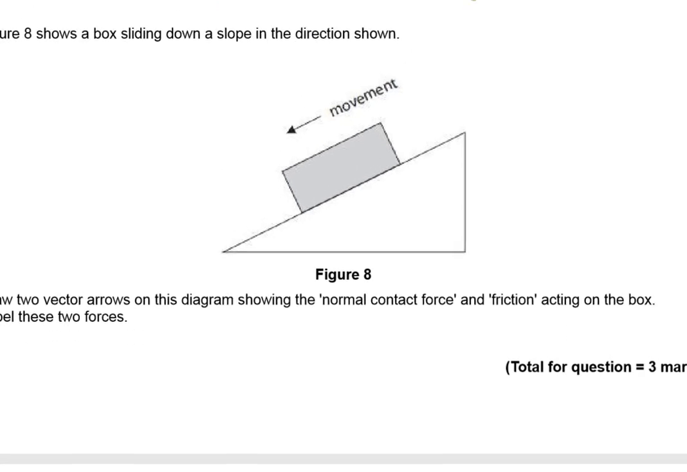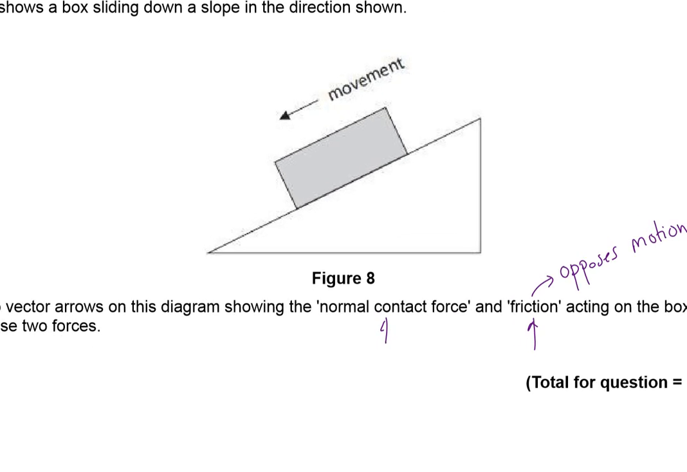Now, the last one, this is a good one. We need to mention 2 things. Friction. For those of you who got this wrong, friction is the force that opposes motion. Where is it going? It is going down the slope. So friction will be against that.